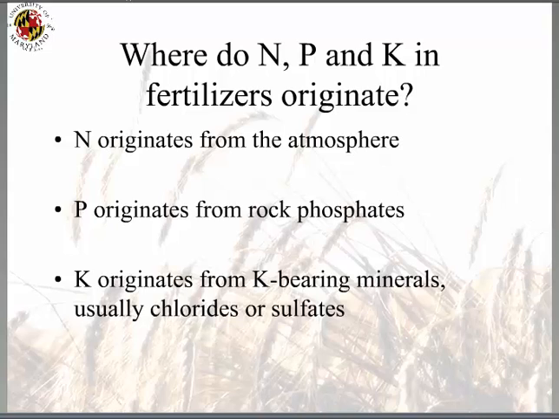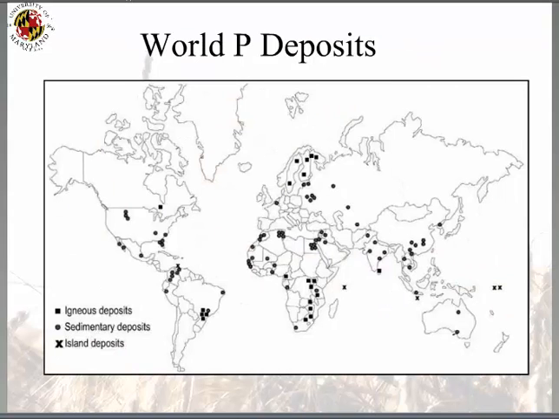P and K, on the other hand, originate from earth materials. Phosphorus in fertilizers originates from rock phosphates. Some of them are igneous, some of them are sedimentary, but they're hard rocks. The potassium originates from potassium-bearing minerals, typically in old oceanic marine deposits. They usually exist as either chlorides or sulfates. So nitrogen comes from the atmosphere, and P and K come from earth materials.